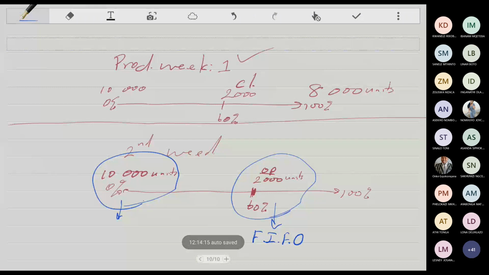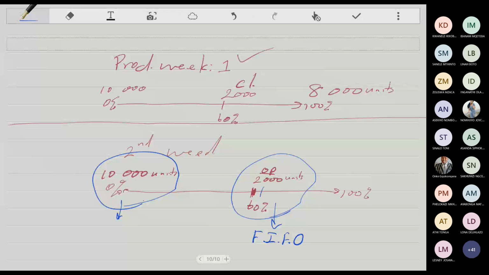So that method, then, we call it first in, first out, because when we go to the second week, we already had 2,000 units sitting at 60%. So let's not touch the 10,000 units. Let's complete the 2,000 units and finish the remaining 40% on those 2,000 units. Hence we're calling this first in, first out.